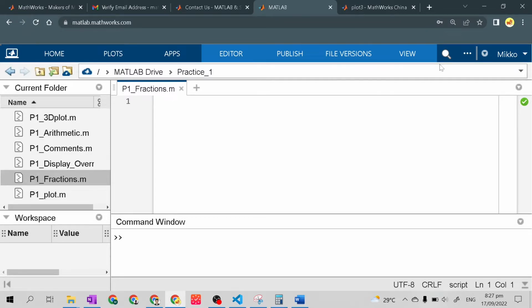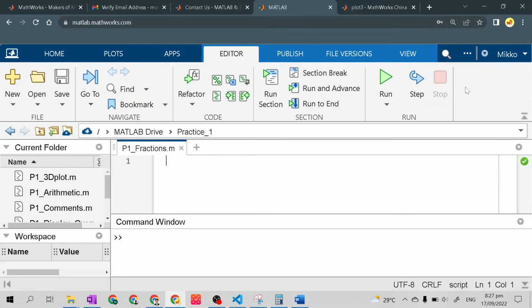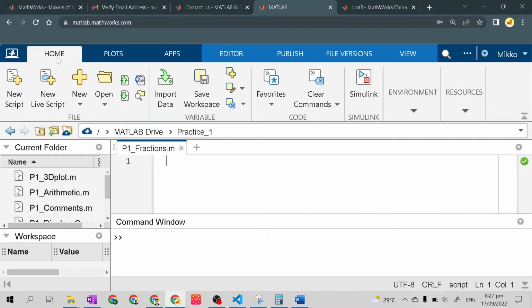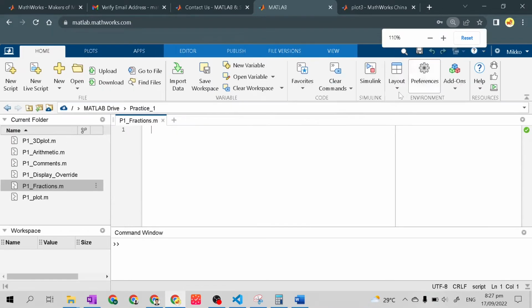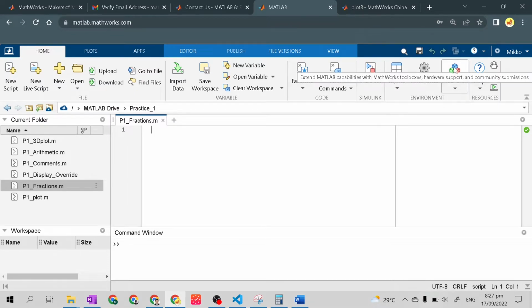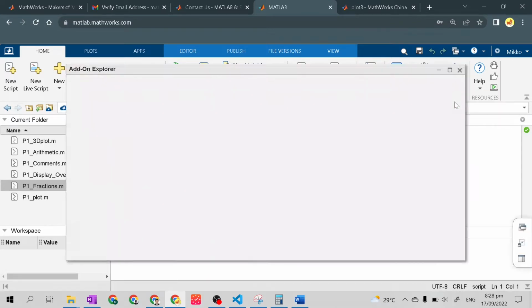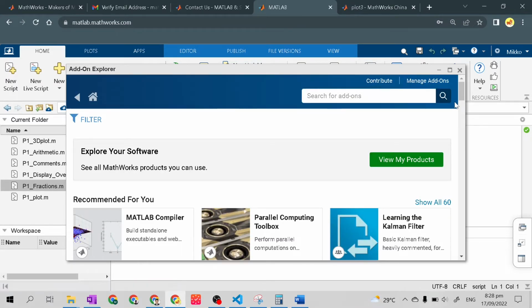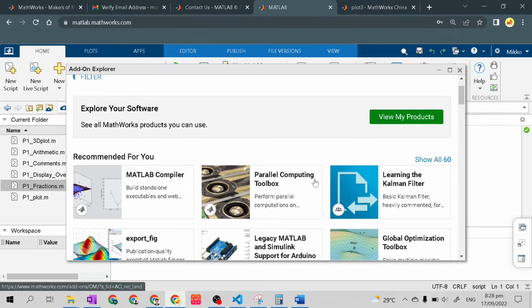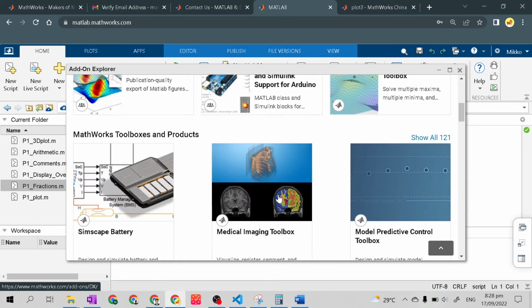first I will tell you what the use of toolboxes is. Let's bring back the tool strip. Let's go to Home, make it smaller, then go back to Add-Ons, then Get Add-Ons. Inside Get Add-Ons, we have what you call the Add-On Explorer window, and inside of this are the toolboxes.